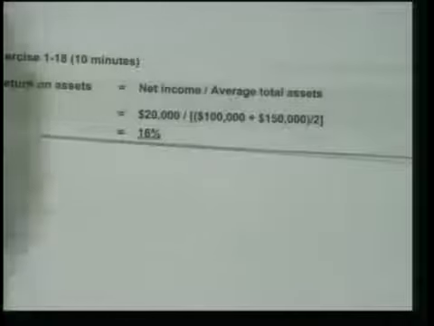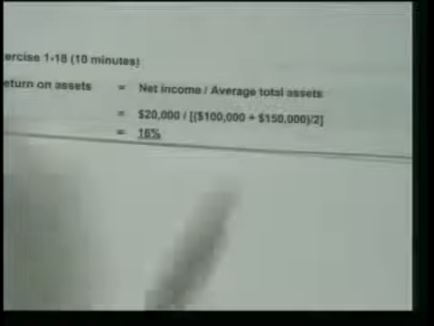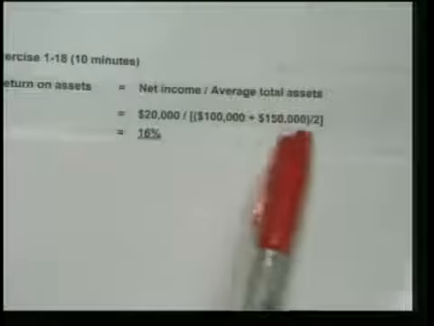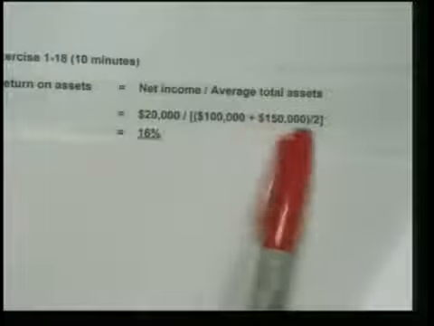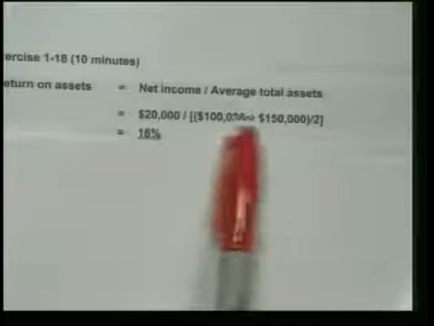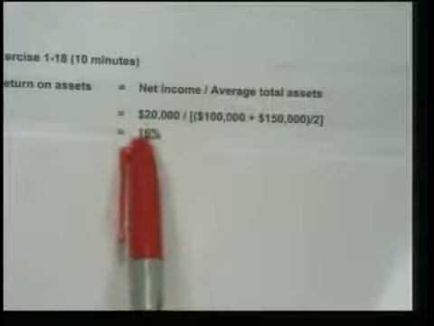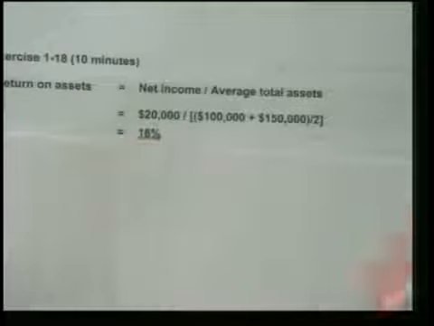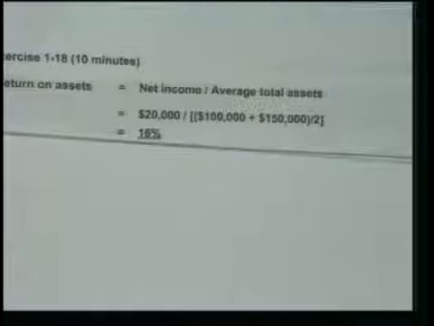Well, we take that net income of $20,000, divide it by the average total assets, which in this case is $125,000. 20 divided by 125 is 16%, right? Now, these ratios don't mean anything in themselves. We have to compare it to something. It's like, do you ever go to the doctor and they give you a score, like a cholesterol score? Your cholesterol score is 74. Okay, is that good or is that bad, right? We don't know. The number itself, we don't know, okay?